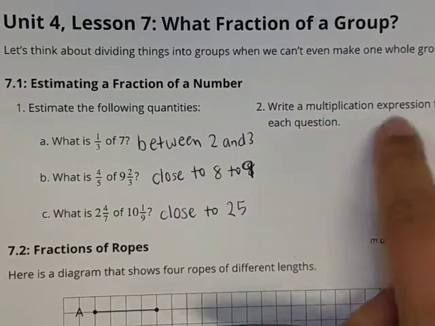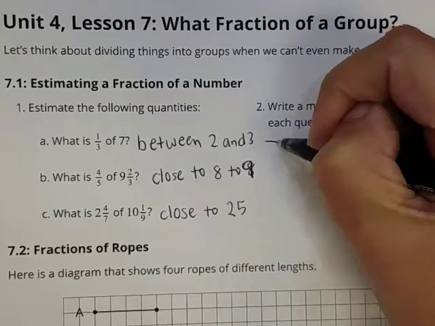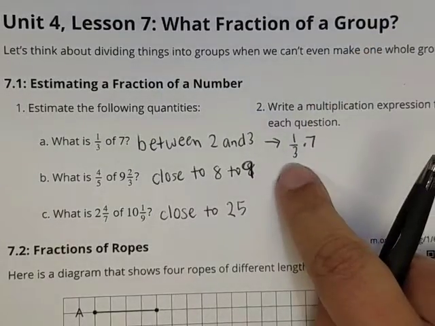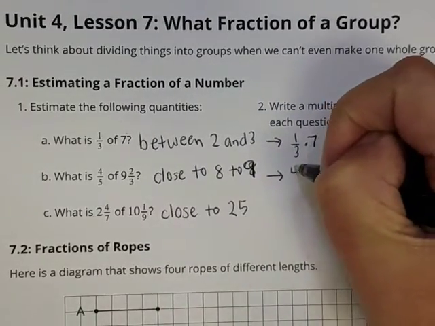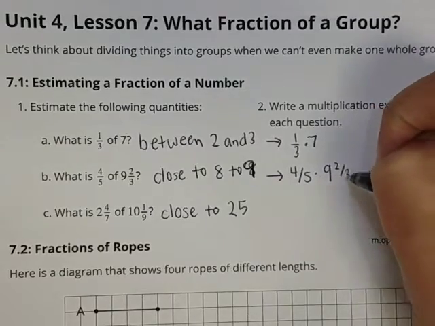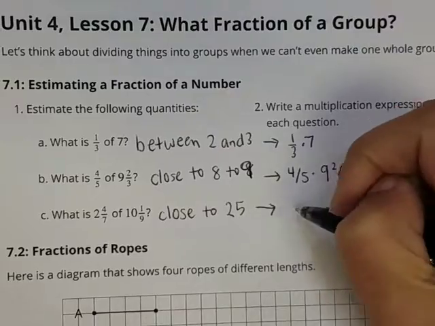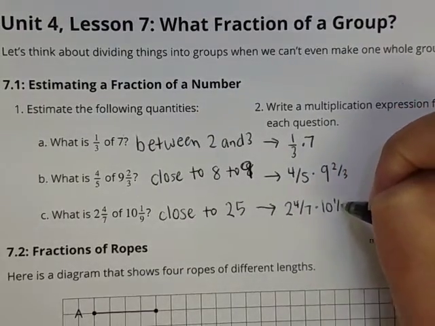And then write a multiplication expression for each equation. So if I really wanted to actually solve this, I would do 1/3 times 7, 1/3 group of 7. If I wanted to solve this one, I would say 4/5 of 9 and 2/3. And if I want to do this one, I would say 2 4/7 times 10 1/9.